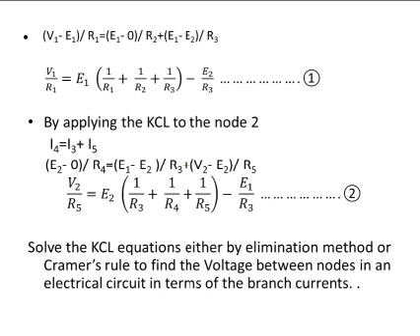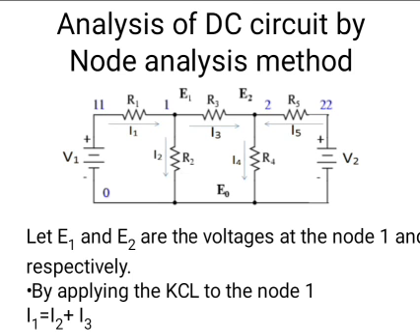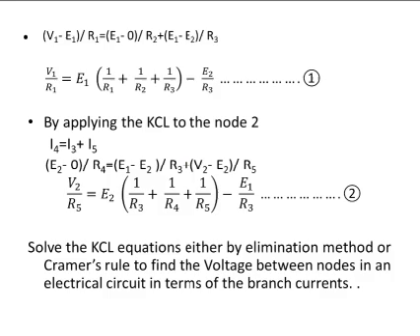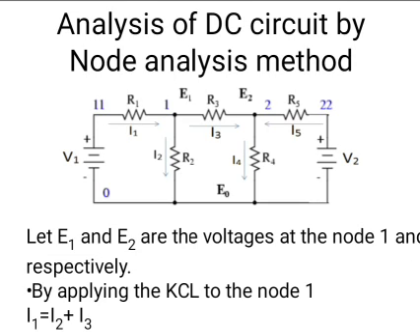Next, by applying KCL to node 2, I4 equals I3 plus I5. That means I4 is going away from the junction node E2, while I3 and I5 are the currents flowing towards the junction E2.